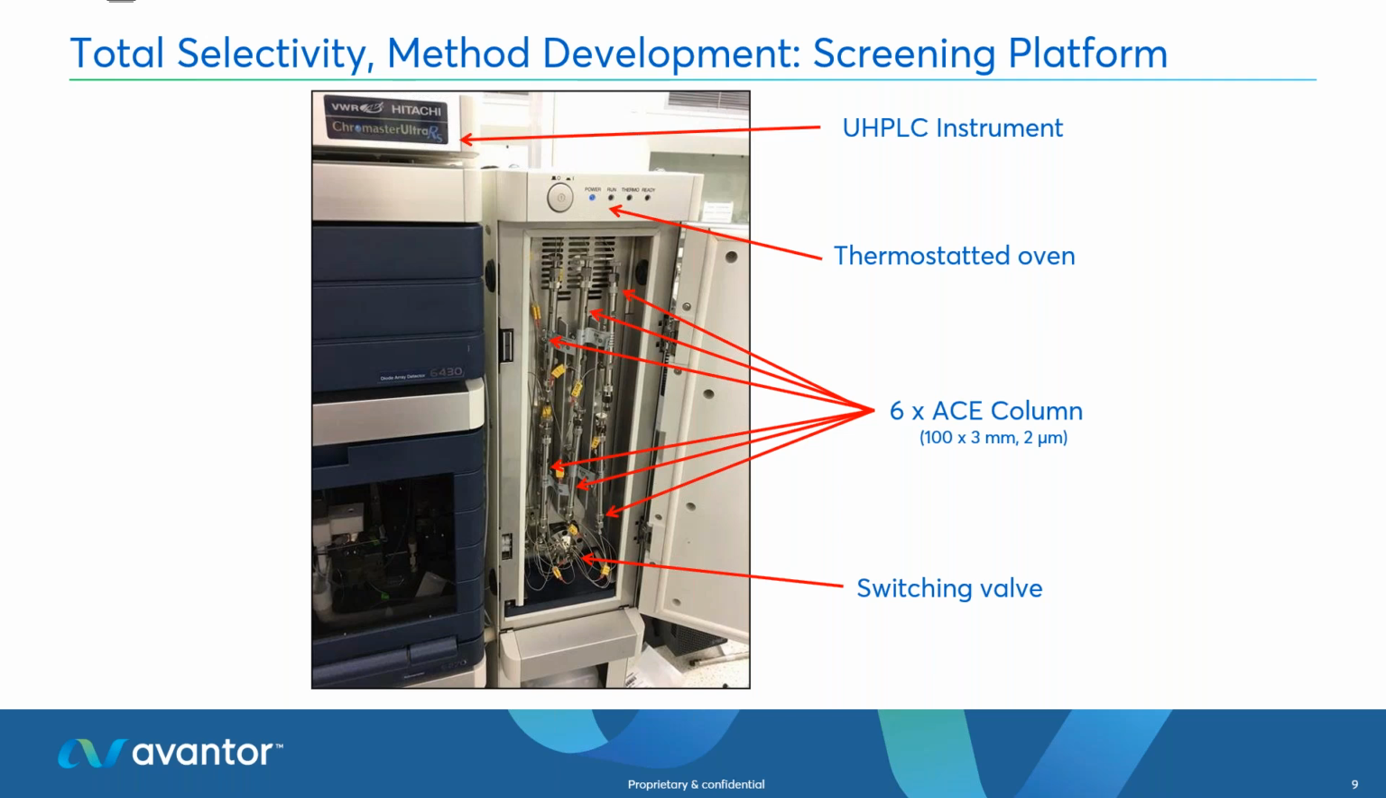So we're quite lucky. We've got this 6-column switcher within our Hitachi instrument, and therefore we can put these columns on, equilibrate everything, leave it overnight, and it does all the runs. We can come back the next day and analyze the data. Our favorite column dimension is 3 mm ID, 100 mm length, 2 micron. So it's kind of bordering on UHPLC, but actually the pressure is low enough you can run it on an HPLC instrument.